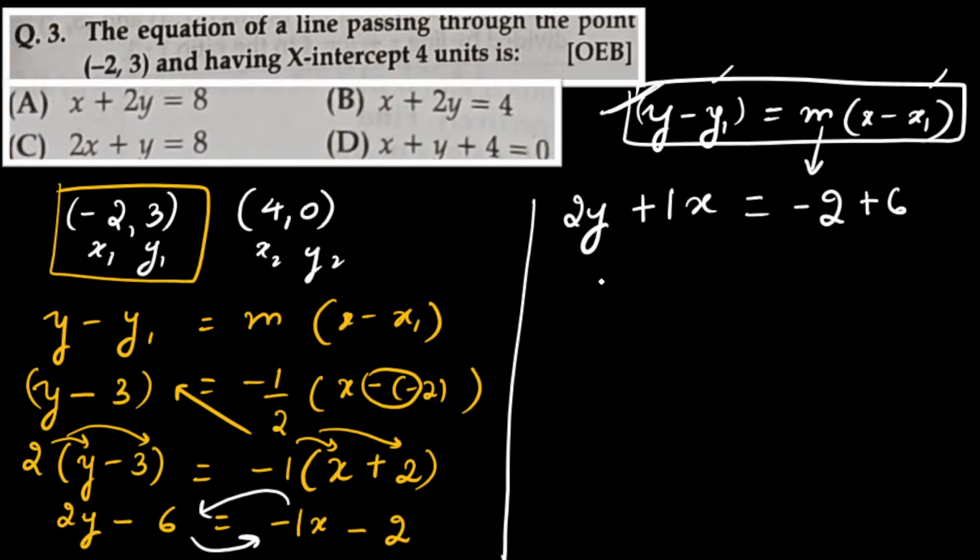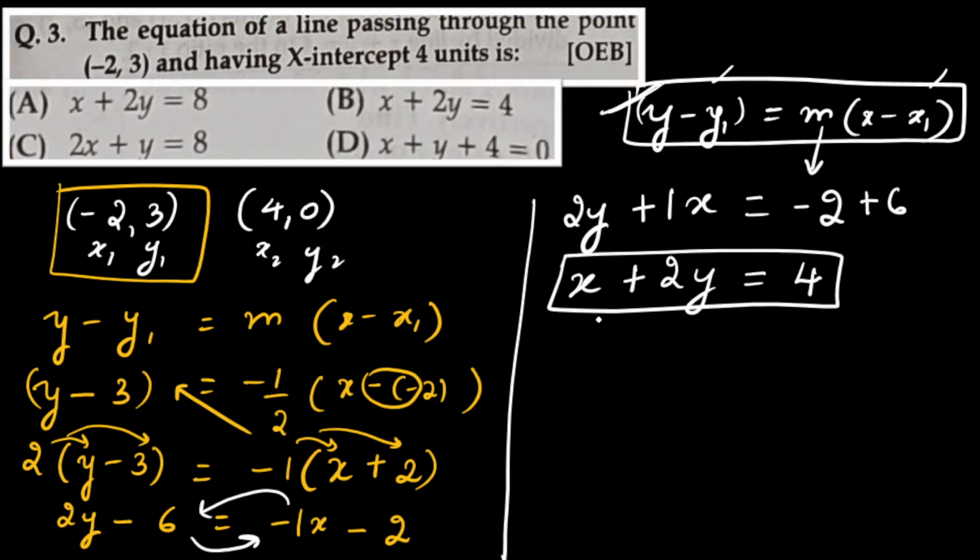So this I can also write as x plus 2y. 1x means x only, so no need of writing 1. So x plus 2y equals 6 minus 2. 6 minus 2 is equal to 4. So x plus 2y equals 4 is the equation of the given line. We can check out the options. The equation we have already got. So x plus 2y equals 4 is the B option. Option B.